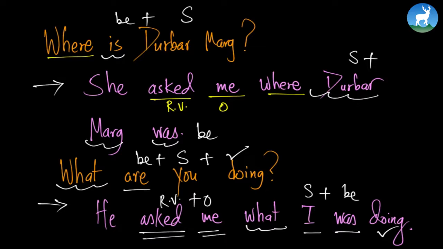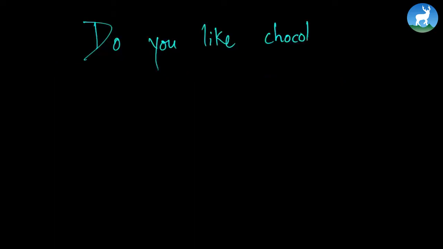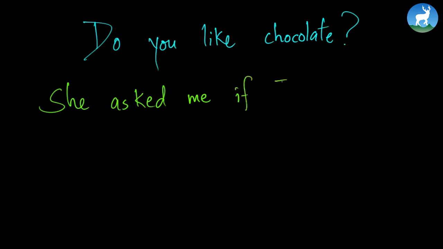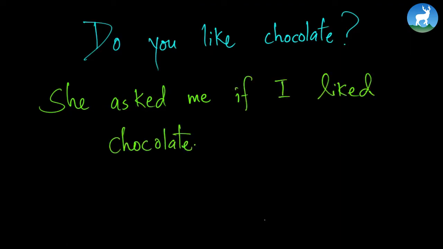But what if you need to report a yes/no question? How would that be different? We don't have any question words to help us. Instead, we use a little thing called if. Let me show you how. Do you like chocolate? Of course I do. So let's report this. She asked me if I liked chocolate. See how we introduce if here. It was not used in WH questions.